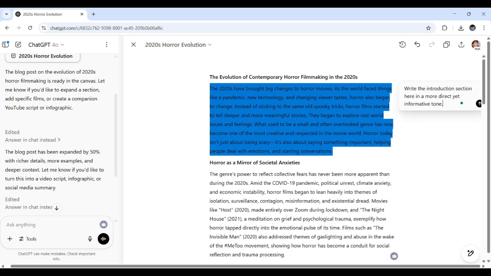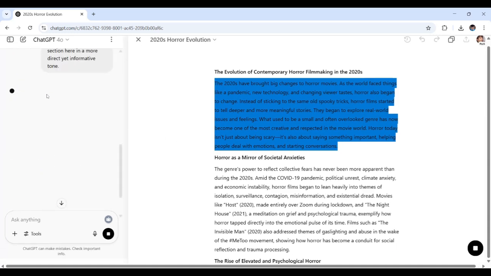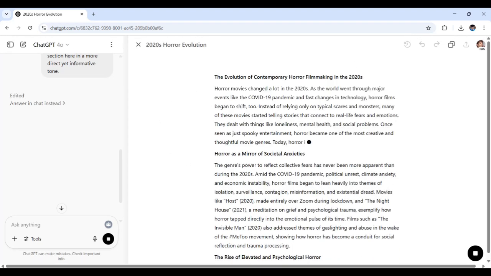There we go. So I would ask, write the introduction section here in a more direct yet informative tone. Okay? With the specifics, direct, informative. Now I will send this over. There we go. Now it's loading up. And just focus on this part. Yep. There it is.